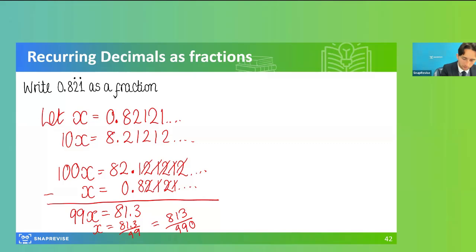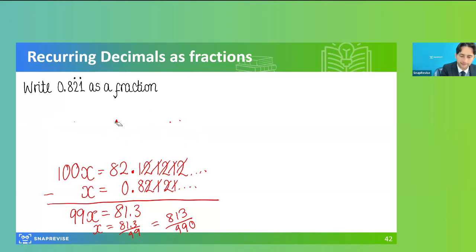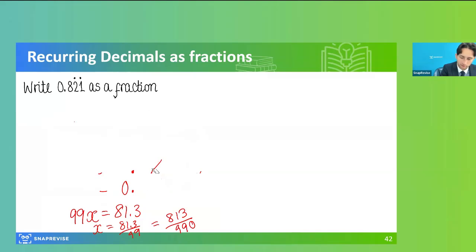So yes, for this one, it's this let x technique, and then in the end you rearrange it and you get x as a fraction. But it can be that you end up with a decimal in the fraction, and then you have to sort of mitigate that issue by scaling it accordingly.